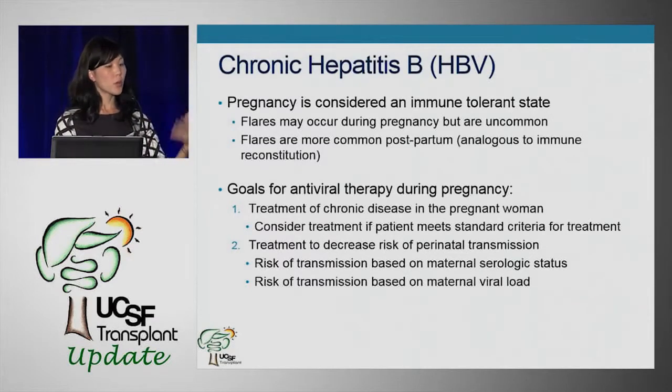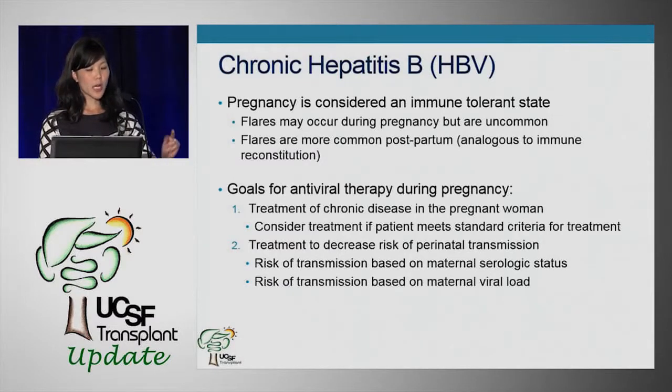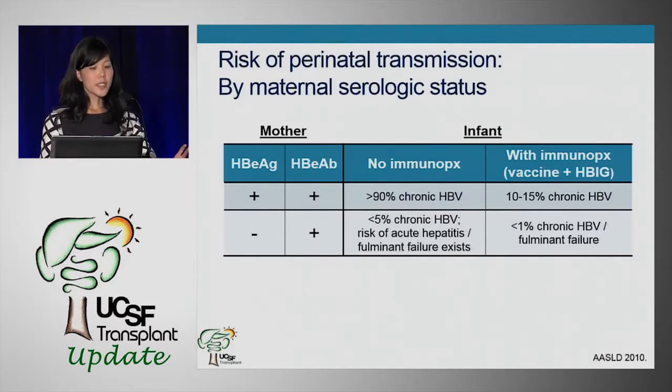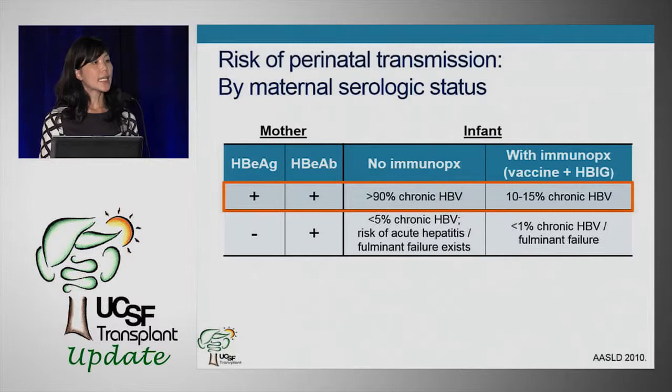And when we talk about the indications for therapy in this situation, there are really 2 predominant drivers of perinatal transmission of chronic hepatitis B. The first is maternal serologic status. So this table shows the risk of perinatal transmission of chronic hepatitis B by the mother's serologic status. So here, for an E antigen positive mother, if the infant does not receive immunoprophylaxis, there is a greater than 90% risk of chronic hepatitis B developing.